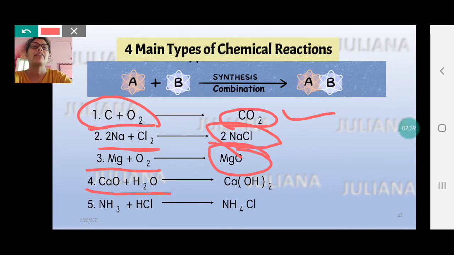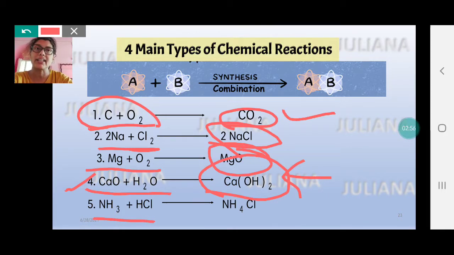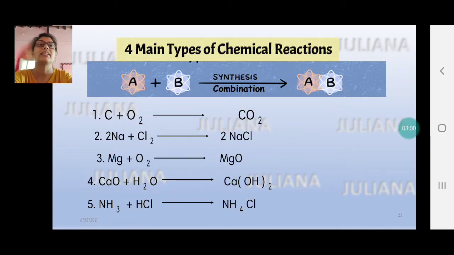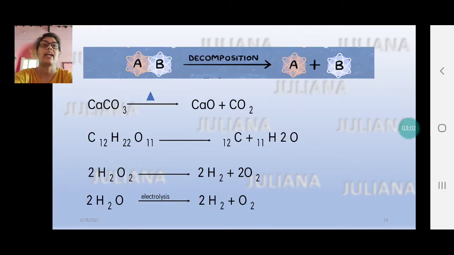Now here you have two different compounds giving you one product, calcium hydroxide. Calcium oxide combining with water gives you calcium hydroxide, just one product. So it's combination or synthesis. Same with ammonia and hydrochloric acid, giving you ammonium chloride, one product. So that means it is definitely a combination reaction.